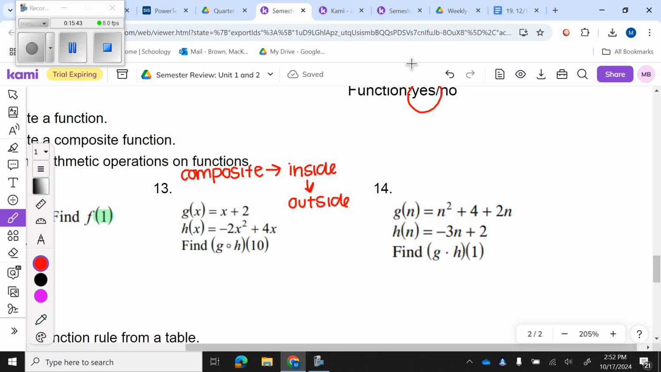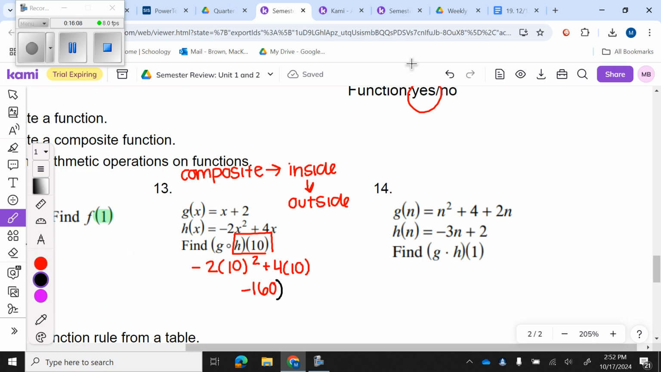So when I look at this guy right here, my inside is h of 10. So I'm going to put 10 into the h function first. And I'm going to have negative 2 parentheses 10 squared plus 4 parentheses 10. When I put that in my calculator, you should get negative 160. So that was my inside function.